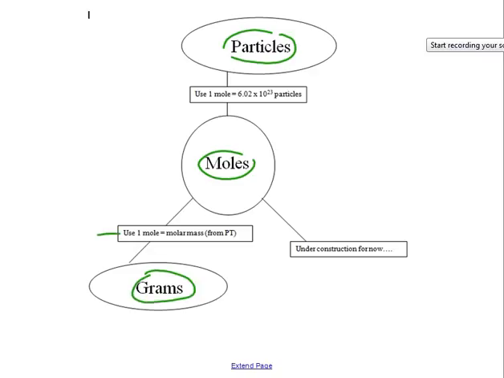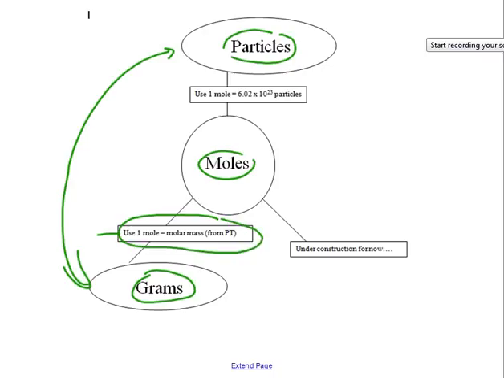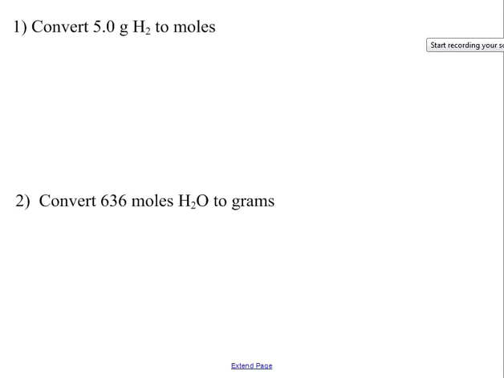from the periodic table. But if you need to go from grams to particles or particles to grams, that's where you're going to need 2 conversion fractions, one using the molar mass and the other one using Avogadro's number. So this is kind of a handy visual representation to help keep track of where you are in your problems. So let's try a few together so you'll understand what I'm talking about.